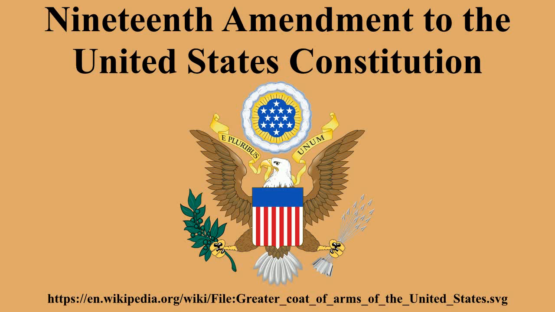Ratification timeline: the Congress proposed the 19th Amendment on June 4, 1919, and the following states ratified the amendment. Ratification was completed on August 18, 1920, and the following states subsequently ratified the amendment. Alaska and Hawaii were not states when the 19th Amendment was ratified.